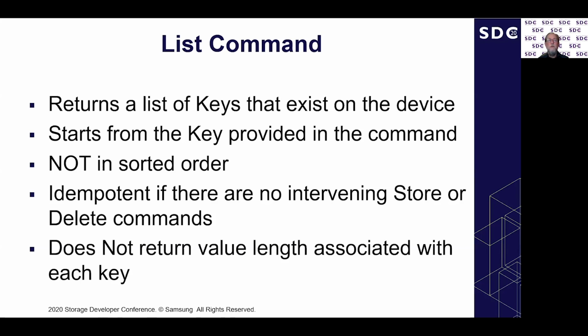The other thing that the list command does not do is it does not return a value length associated with each key. It just gives you a list of keys that exist on the device. If you need to find the value length, you would need to take your key and do a retrieve of that key with a 0 length buffer for putting the value into. And that in turn would give you the value length in the completion queue entry for that command.